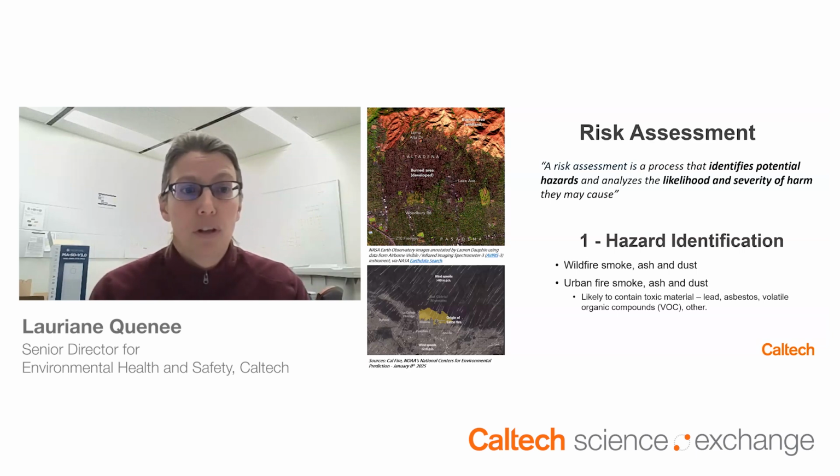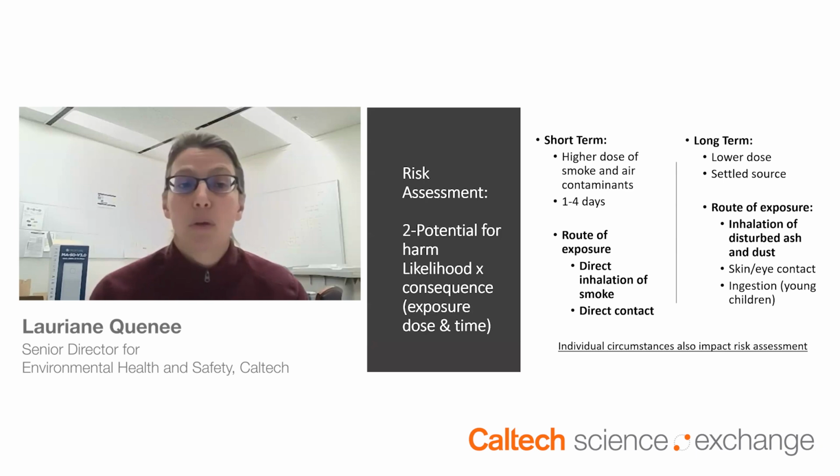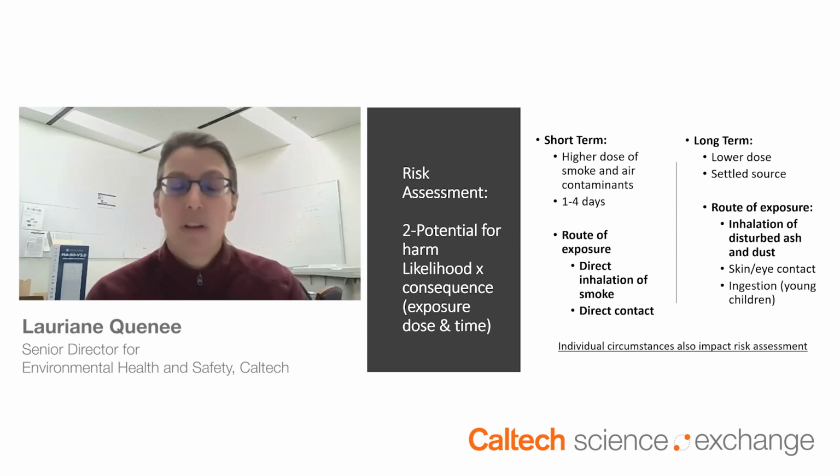In the situation of the heat and fire, Caltech and Pasadena were experiencing wildfire smoke, ash and dust, but also urban fire smoke and dust. And those are known to more likely contain toxic material. The second aspect of risk assessment is understanding and evaluating the potential for harm. And usually this depends on likelihood of exposure and the consequence of exposure. In the case of the fire, exposure dose and exposure time, the length of time that someone can be exposed to the material, are also factors that contribute to the risk assessment.